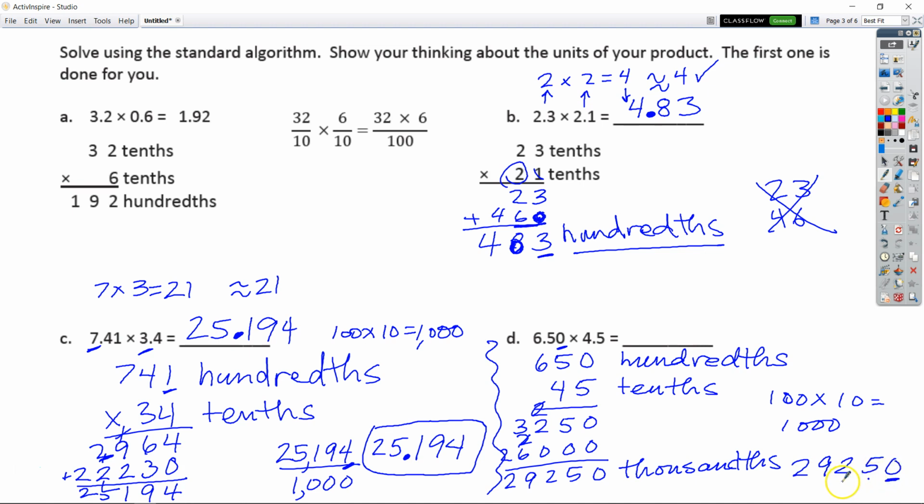That means this is my hundredths. That's my tenths. So there's going to be my decimal. And the answer is 29 and 250 thousandths. Or we can also call that 29 and 25 hundredths.